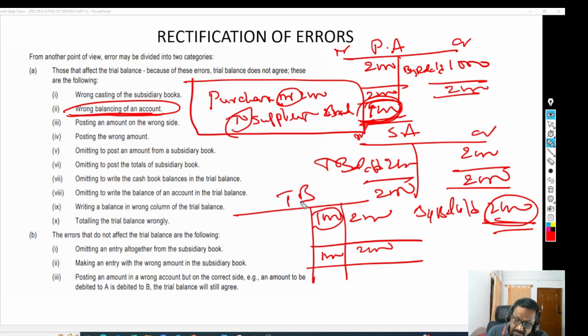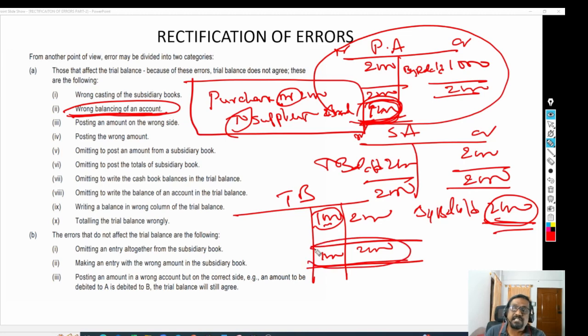Why is it not matching? Because this is incorrectly balanced. I'm just taking the purchase account as an example. It can happen with the supplier account also. It can happen with any account. But I took the purchase account as an example. Since it is incorrectly balanced, that balance amount has come as 1000 instead of 2000, because of which the trial balance is not tallying. So wrong balance of an account will lead to a difference in the trial balance. This is the best example to say.